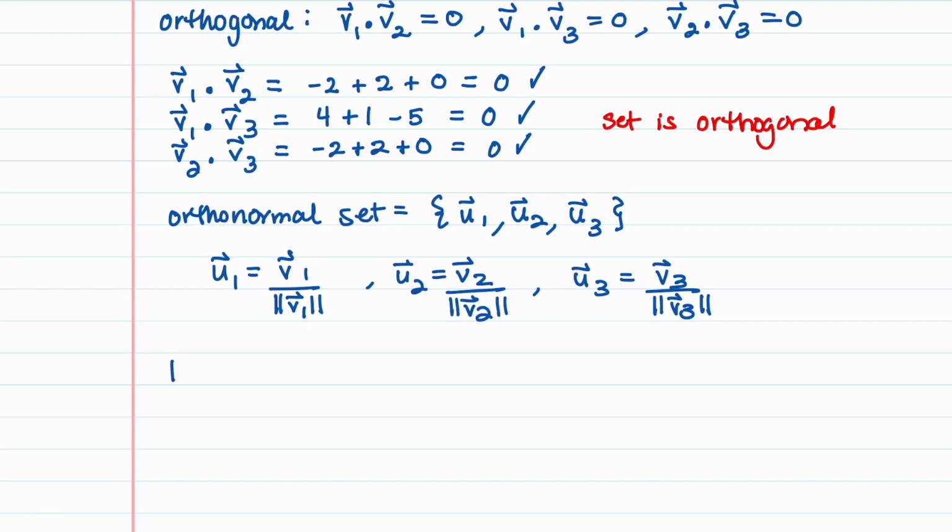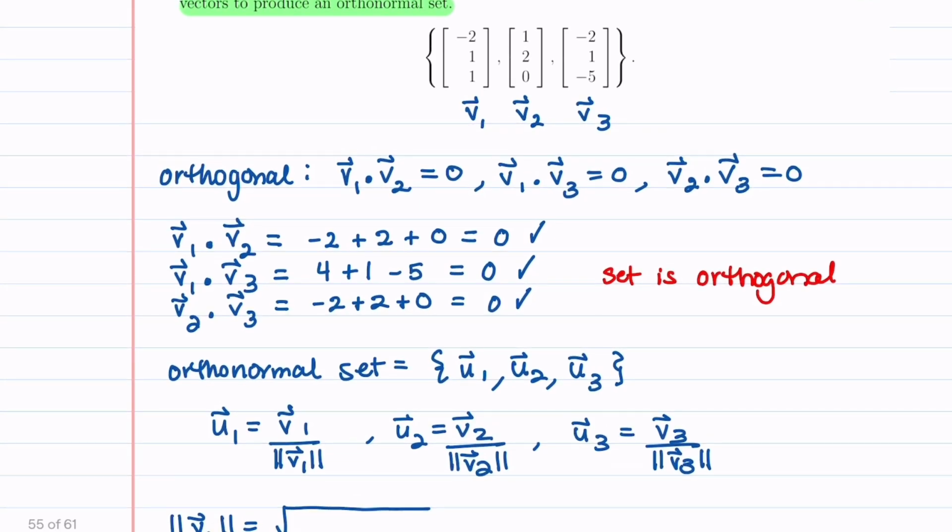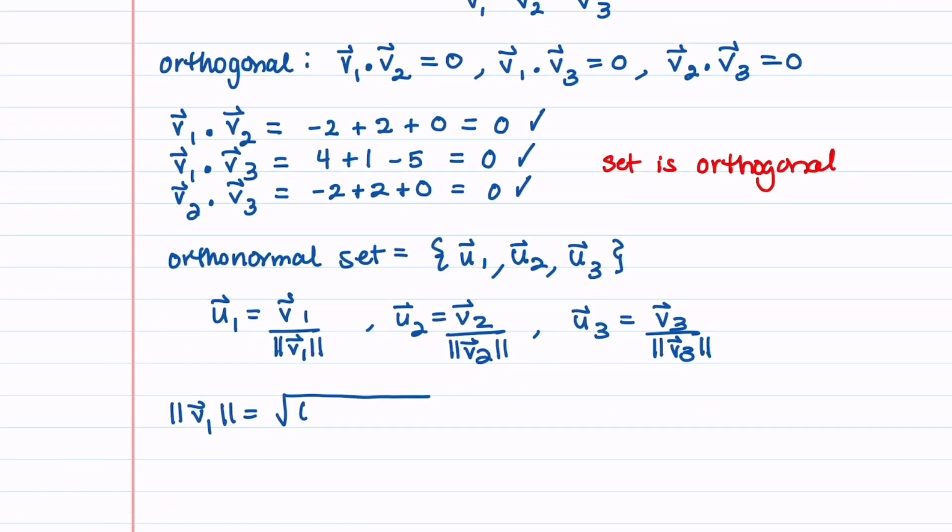We're going to begin by finding the magnitude of v1. So the magnitude of v1 is just going to be the square root of each of the components of v1 squared. So that's going to be a minus 2 squared plus a 1 squared plus a 1 squared, and this is equal to the square root of 6.